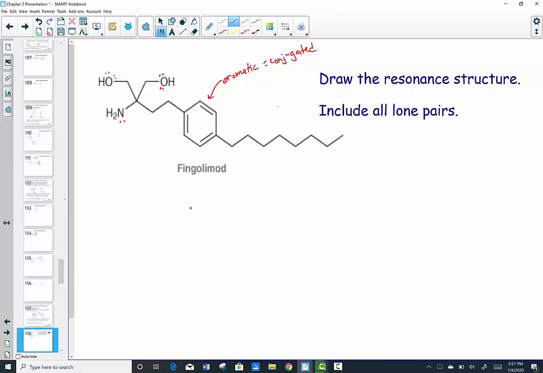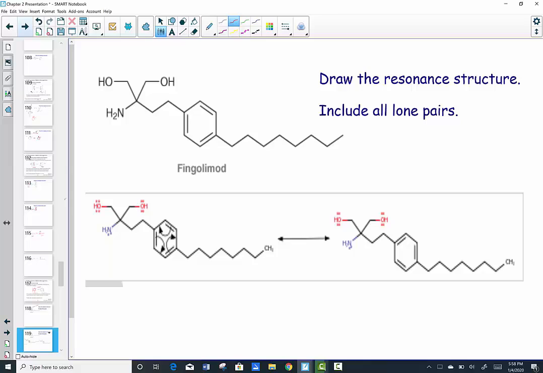So when I think about redrawing this, all I'm really going to do is shift the positions of the double bonds and redraw the molecule with the double bonds shifted by one position, clockwise or counterclockwise. It doesn't matter, you'll get the same picture, but everything else is identical. And so when you do that, you're just going to draw in those arrows as I had shown.